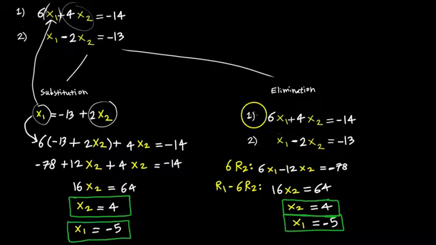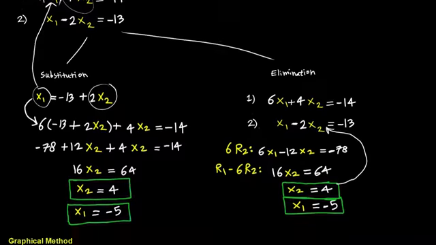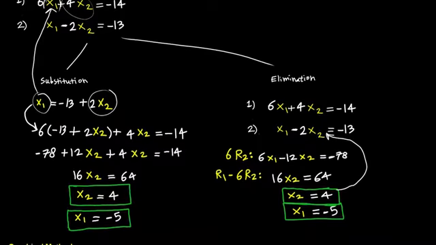So I'm going to take equation 1 and subtract a scaled version of equation 2 from it, and what that's going to give me is 16x2 is equal to 64. If I divide by 16, I would get x2 is equal to 4. Then I'm going to plug that value into the original equation here, and I will find that x1 is equal to negative 5 also. So these two different methods show us that we get the same answer.